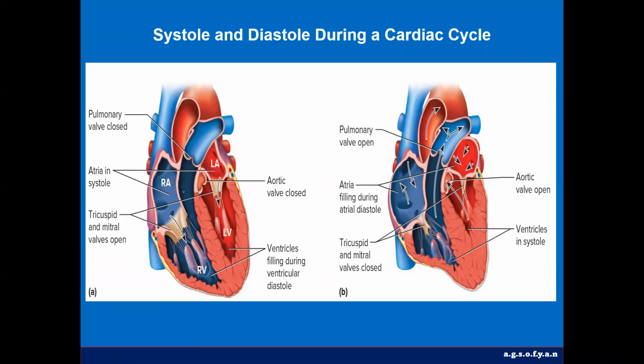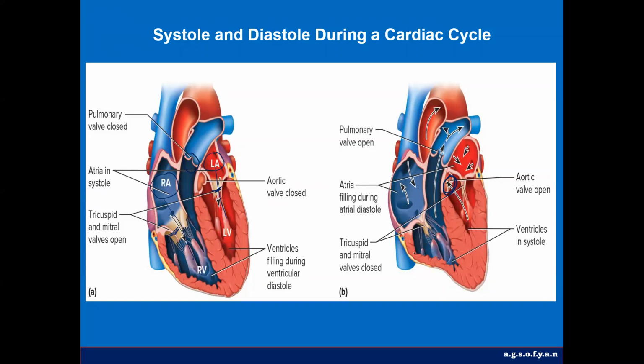Okay, so this diagram again shows you the right atrium and left atrium. The blood will be flowing down through this door, the atrioventricular valve, tricuspid and bicuspid. And then from the ventricles, the blood will be pumped through this, the pulmonary valve, and also through this aortic valve.